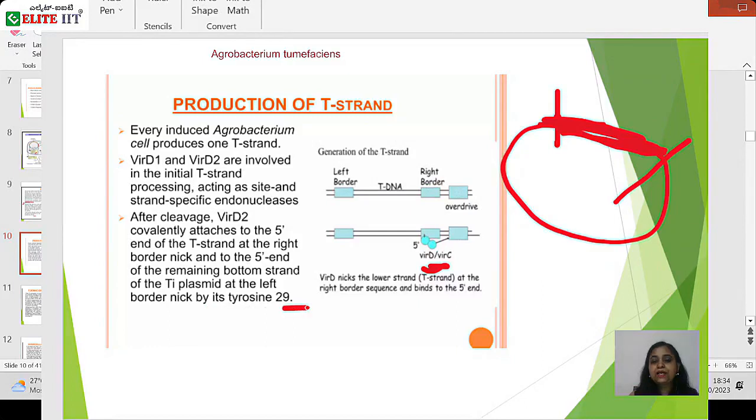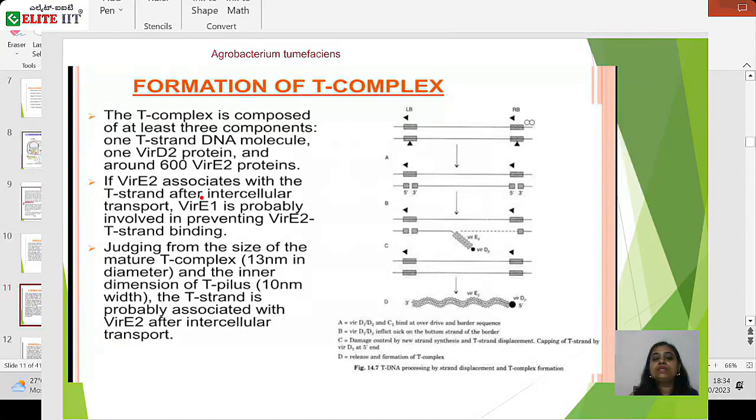Now VirD2 nicks the lower strand at the right border sequence and binds to the 5' end. So nicking is happening here, on one strand only, and binding at the 5' position. Now, in this case, what is happening then?